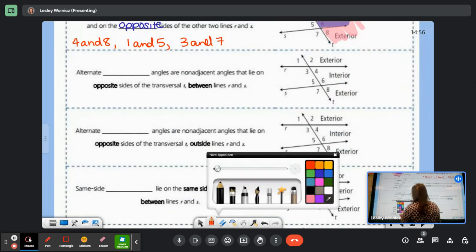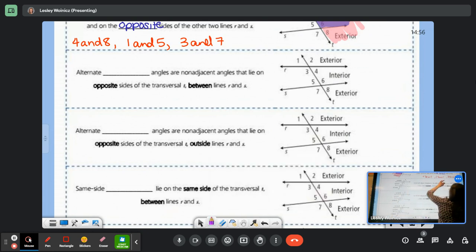Alternate interior. Okay, so these are non-adjacent. So remember, they don't share a common ray and they don't have a common endpoint. So non-adjacent angles that lie on opposite sides of the transversal.